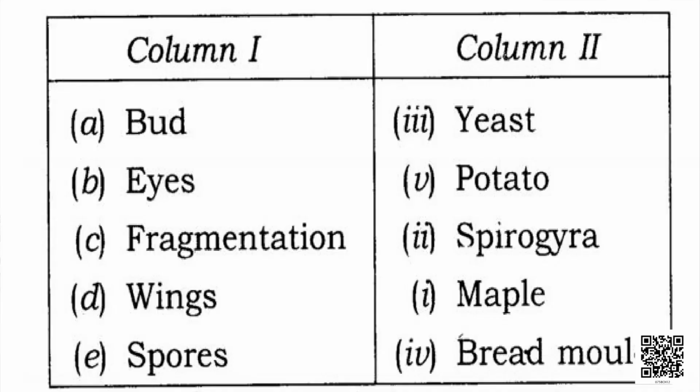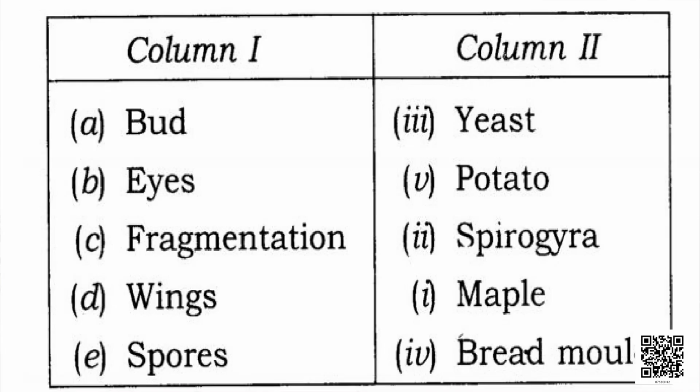On to the ninth question now. The ninth question says, match items in column 1 with those in column 2. Students, in this question we have two columns. We have to match the following. In column 1 we have A, bud, which matches with yeast. B is eyes, which matches with potato. C is fragmentation, which happens in Spirogyra. D is wings, which happens in maple. And E is spores, which is related to bread mold.